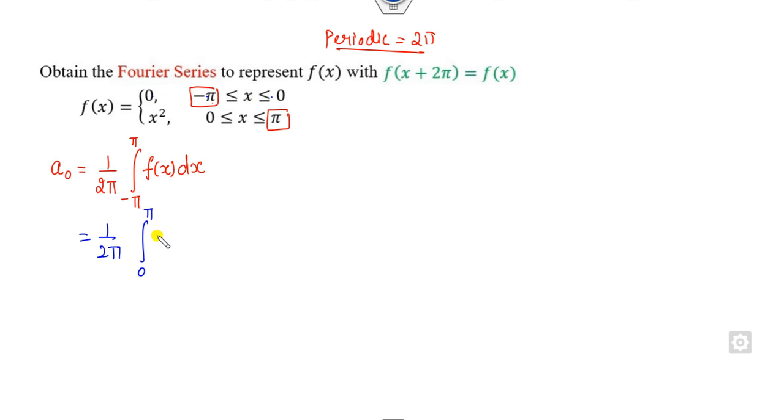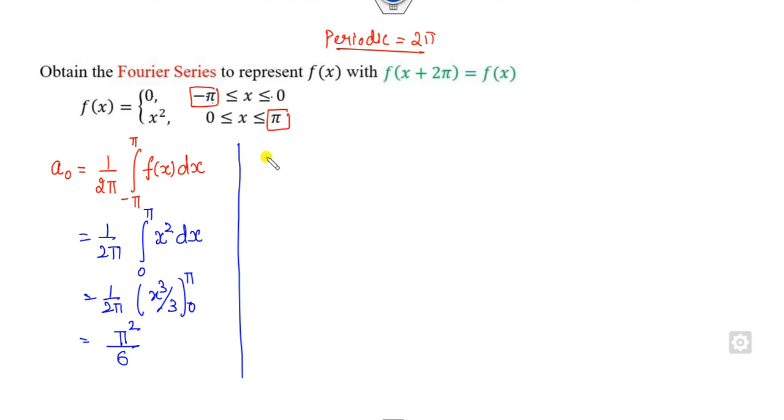And then the integral from 0 to pi of x square. Can you integrate this? You can do it also with me. So it is x cube over 3 from 0 to pi. So it is pi cube over 3. So that will be pi square over 6. So this is the value of a naught.